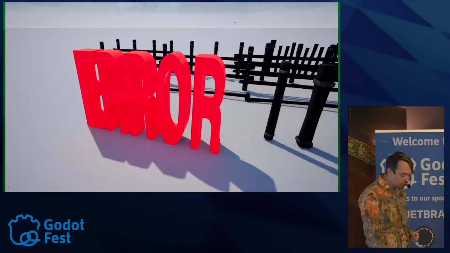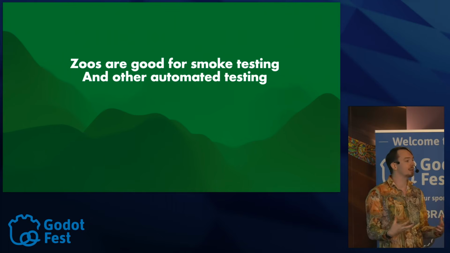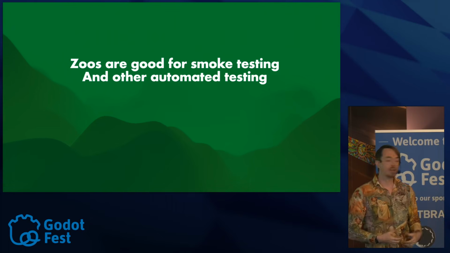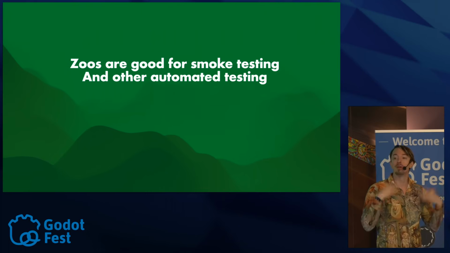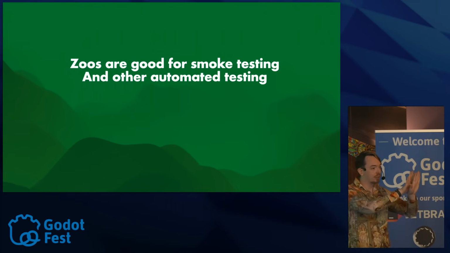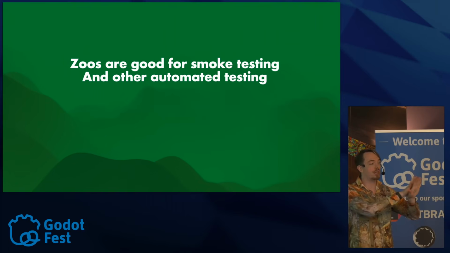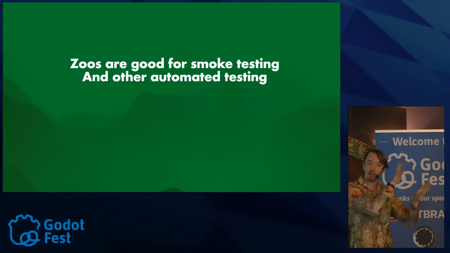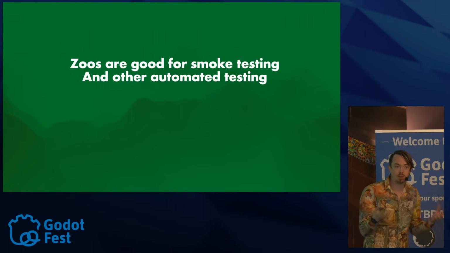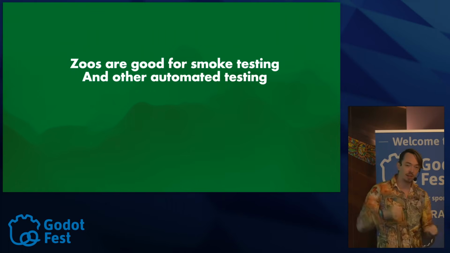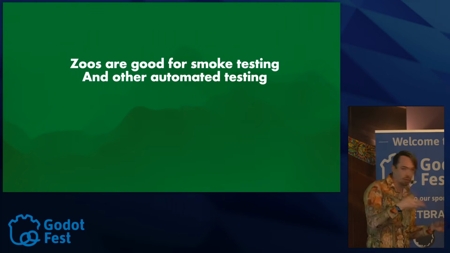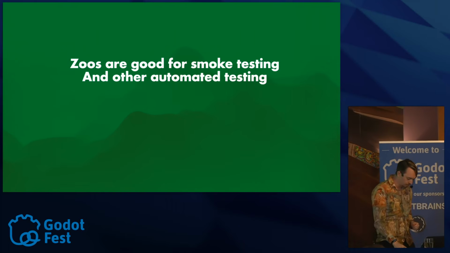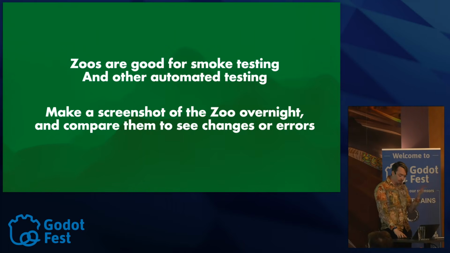Great. So zoos are good for this kind of smoke testing and automated testing, just as with gyms. We can take a screenshot of that zoo every single evening and put them side by side: how many pixels have changed? Does that mean that we have a lot of new assets, or something terribly broken and someone needs to look at this? Send that bug report, show those two screenshots to an art director and ask, hey, is something wrong? It's much easier to find than loading up every level and going through it to see if everything's wrong. Just load up the zoo. So make a screenshot of the zoo overnight and compare them to see changes or errors.